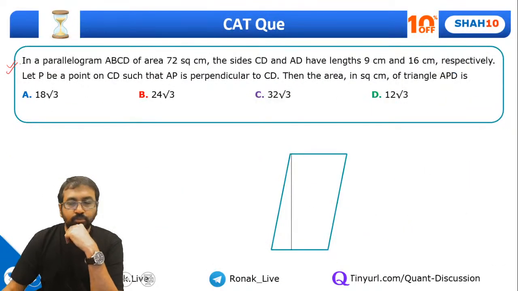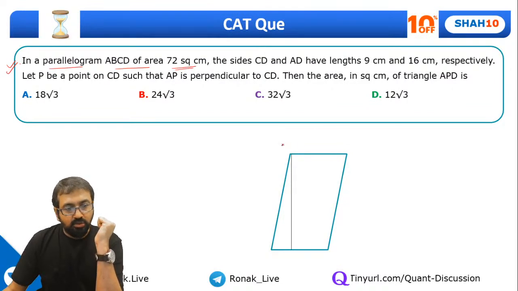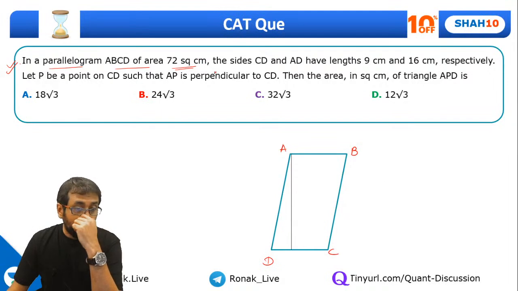Yeah, there are so few more questions. So let's try for each and every question now. In a parallelogram ABCD of area 72 square centimeters. So this is that parallelogram. The area of this one is given as 72 square centimeter.